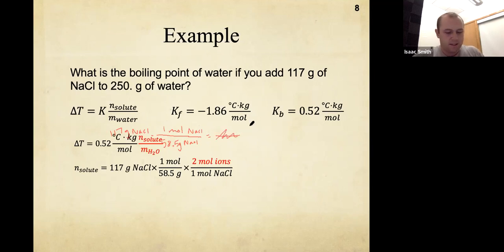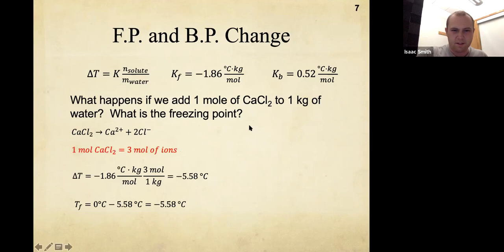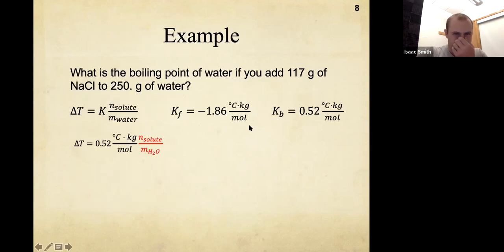Let me do it real quick on a calculator. So I had 117 grams sodium chloride. For converting grams to moles, we divide by 58.5 grams of sodium chloride for every 1 mole of sodium chloride.